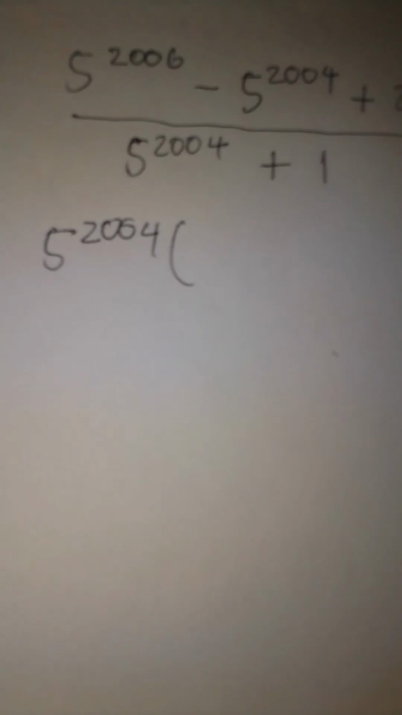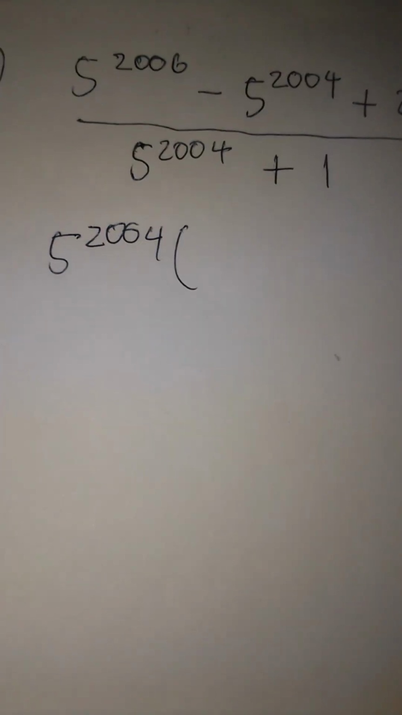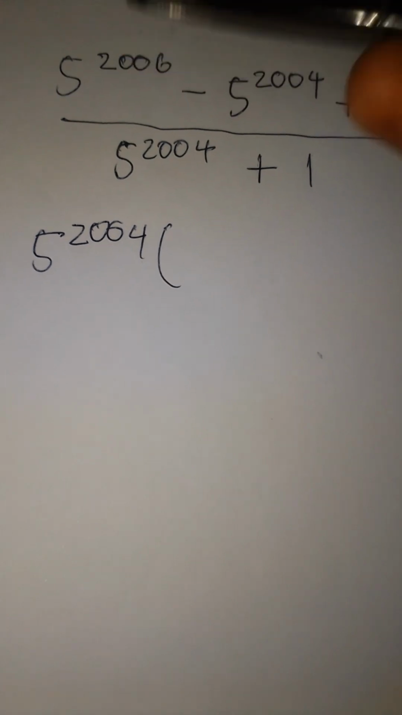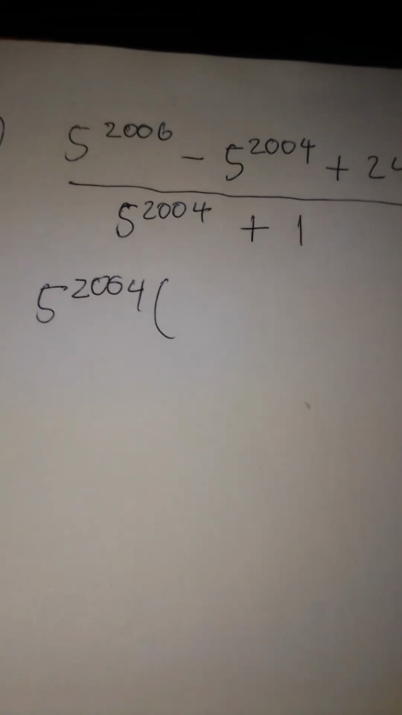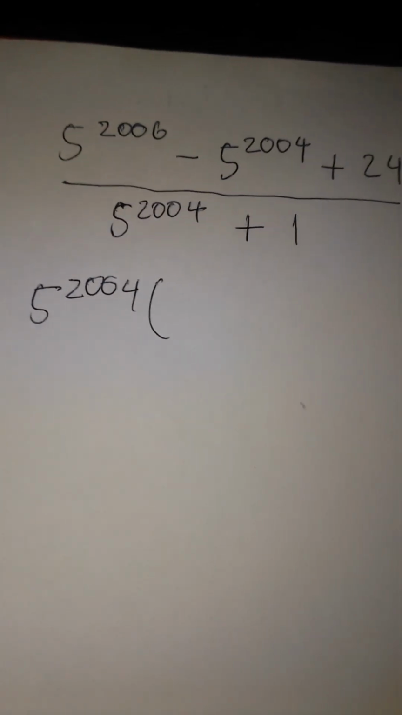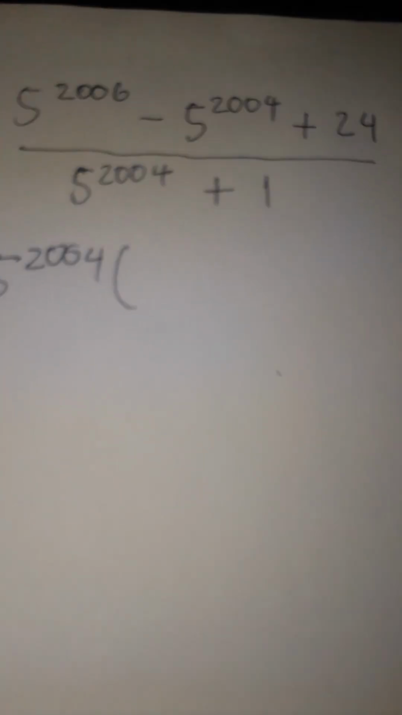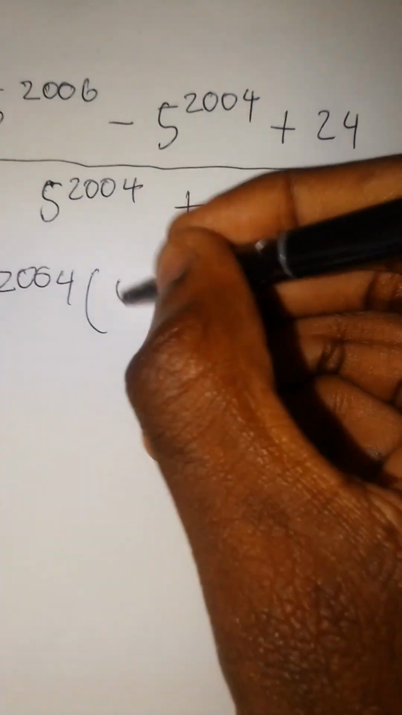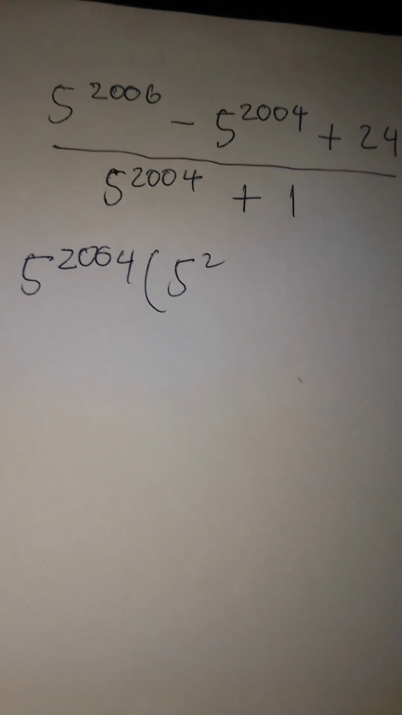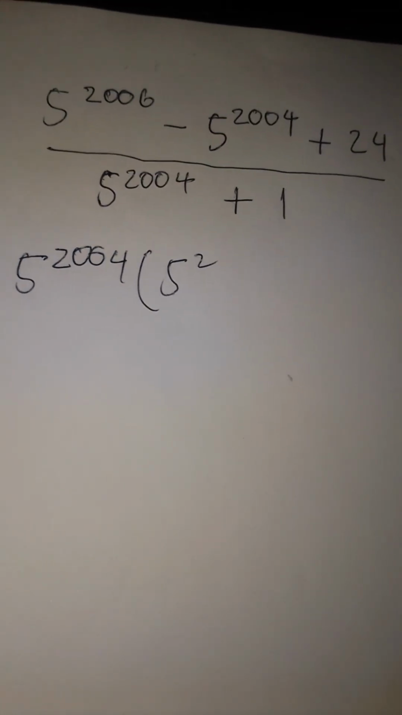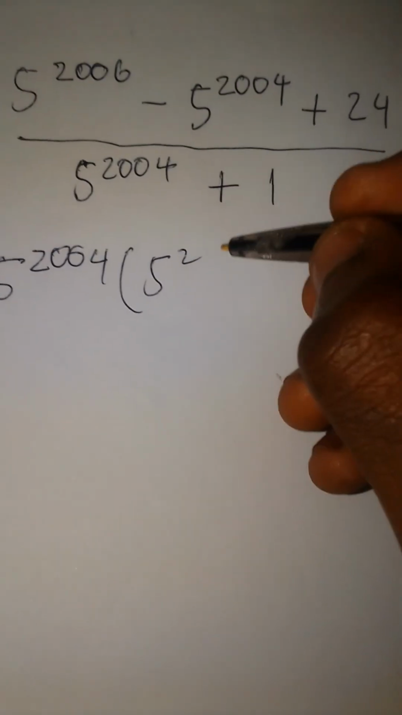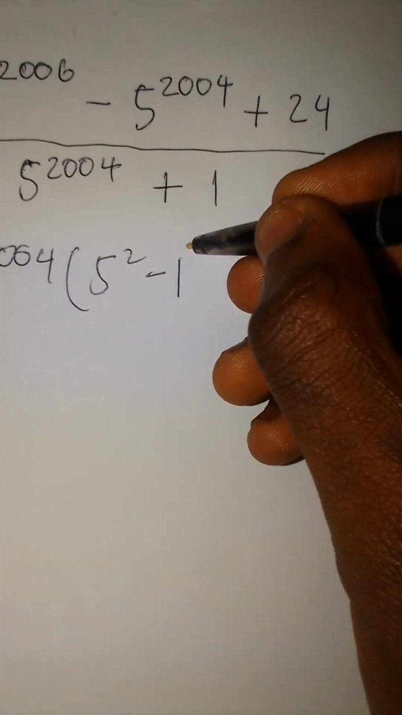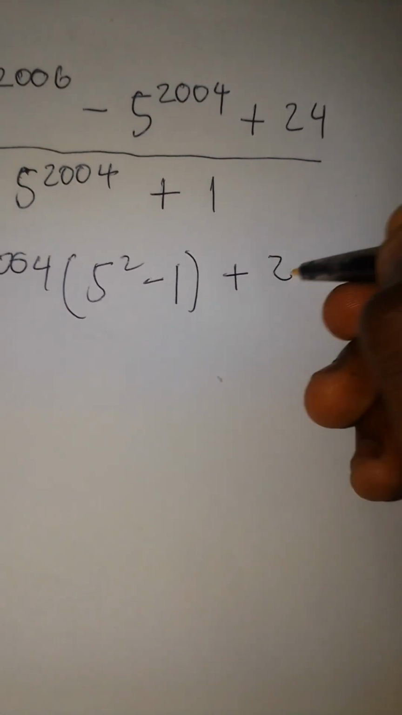5 to the power of 2006 over 5 to the power of 2004. Here we apply the second law, which says that when dividing the same bases, we subtract the exponents. So 2006 minus 2004 gives me 5 to the power of 2. And 5 to the power of 2004 divided by 5 to the power of 2004 gives me 1, so minus 1, plus 24.